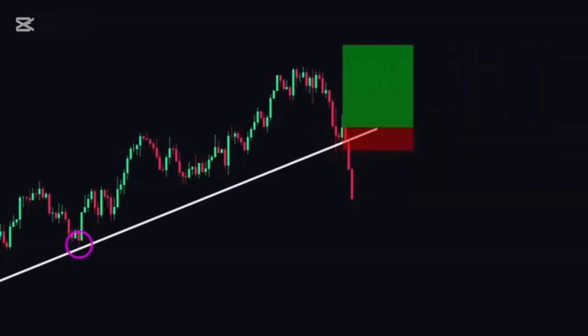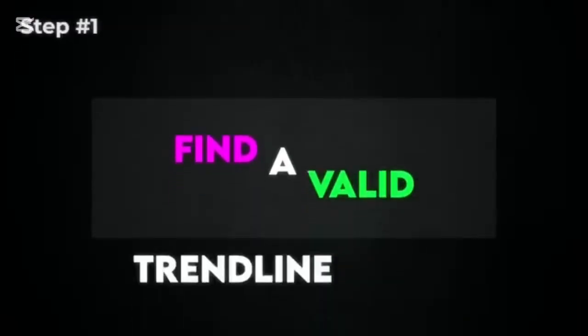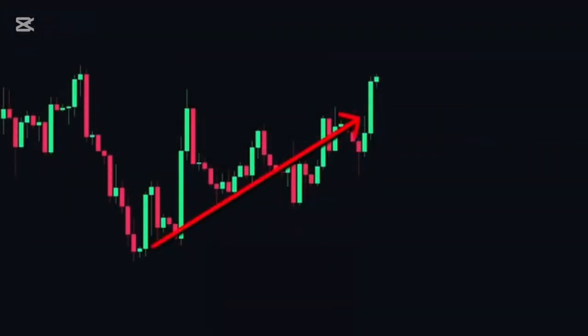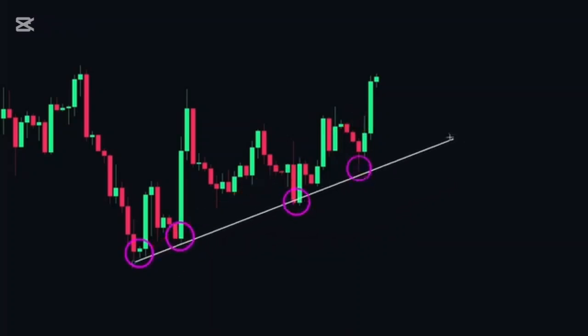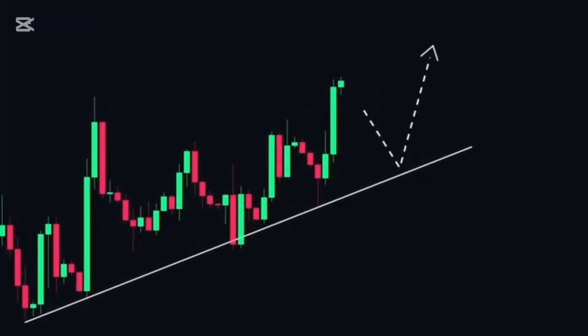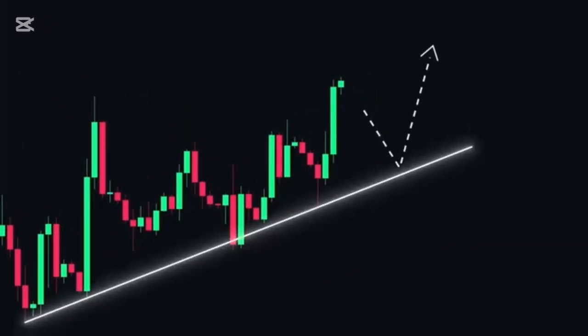And that's exactly why you need a better approach. So, here's the strategy I use that's made me a lot of money. The first step is to spot a valid trend line setup. Like in this chart, we can see that price is on an uptrend, and we also have swing lows here that we can connect. So we can just draw a trend line right here. Now, since the market is in an uptrend, we expect the price to bounce off upwards. So the only trend line that we need to draw is this one below.